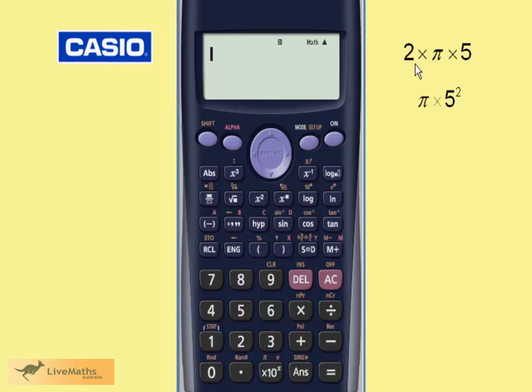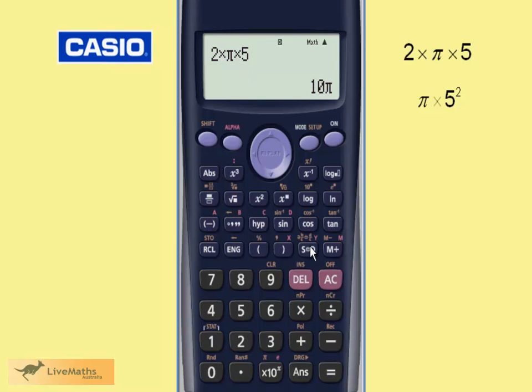We want to do 2 times pi times 5. This is the calculation for the circumference of a circle with radius of length 5. 2 times Shift and this button gives us pi, then times and 5 equals. We get 10 pi here. This is not surprising since 2 times 5 is 10.